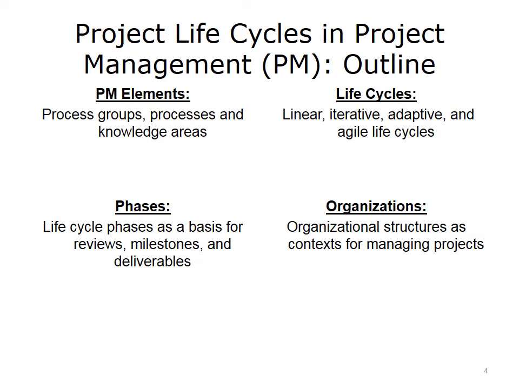In our exploration of project life cycles, we are going to organize it into 4 areas. First, the project management elements, sort of the raw materials you can draw upon, such as process groups, processes, and knowledge areas. Secondly, there are the 4 families of life cycles: linear, iterative, adaptive, and agile. The third area focuses on the phases and how they can help you organize your work and your management leadership efforts. And then finally, we'll talk about different organizational structures and how they work or not in terms of facilitating the project and providing a context for you as you manage your project.